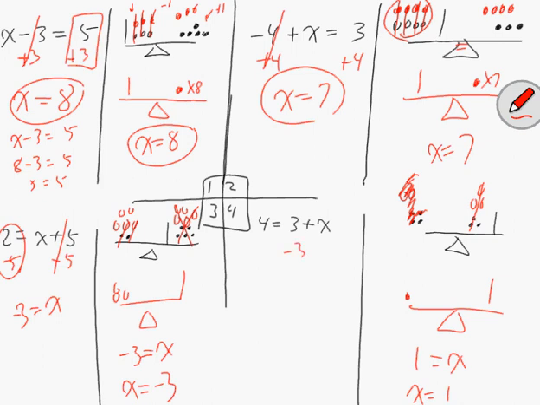Over here, it looks like this numerically. Add negative 3 to both sides. X is on the right. The sum of 4 positives and 3 negatives is 1. So x equals 1.